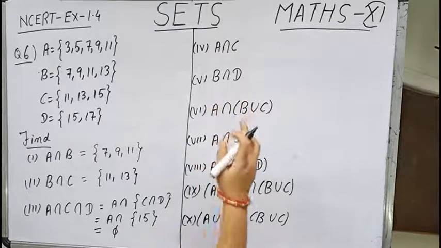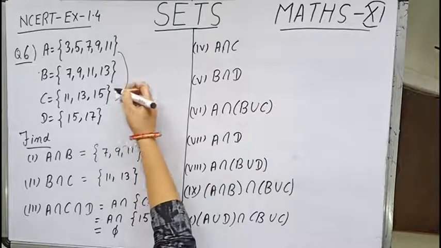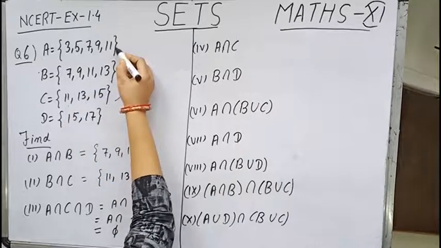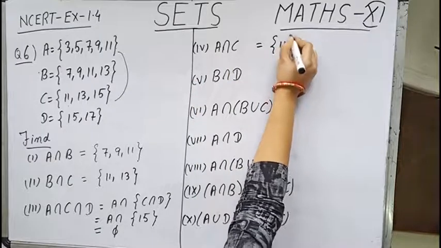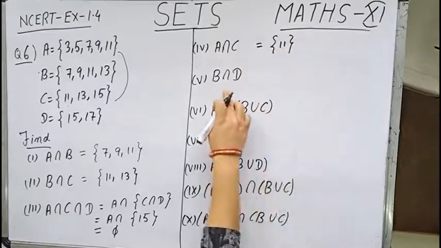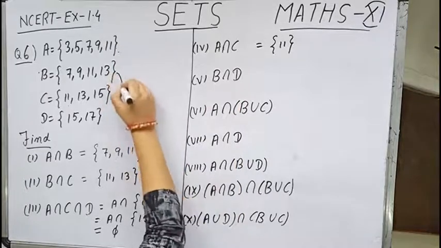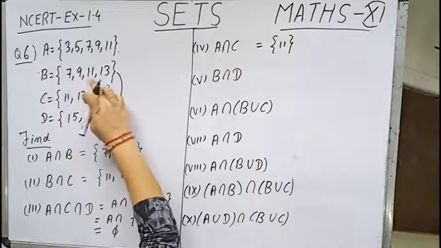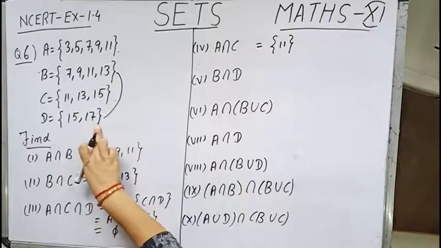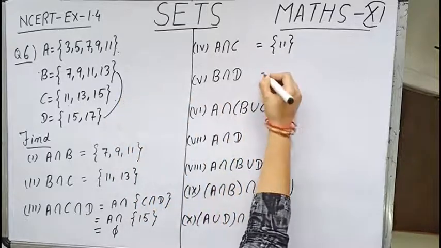Now A intersection C. Between A and C we can see that the only common element is 11. So A intersection C is equal to the set containing 11. Now B intersection D. The common elements between 7, 9, 11, 13 and 15, 17 is nothing. So B intersection D is also the empty set.